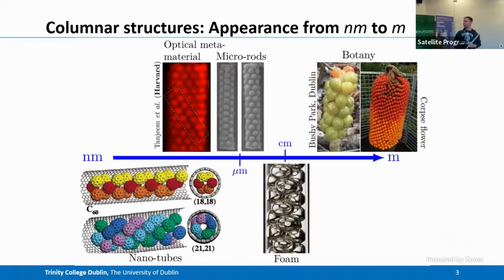And while all these structures occur in different contexts and on different length scales, they have one thing in common. They're ordered structures. And who would be a better person to study those ordered structures than a German?